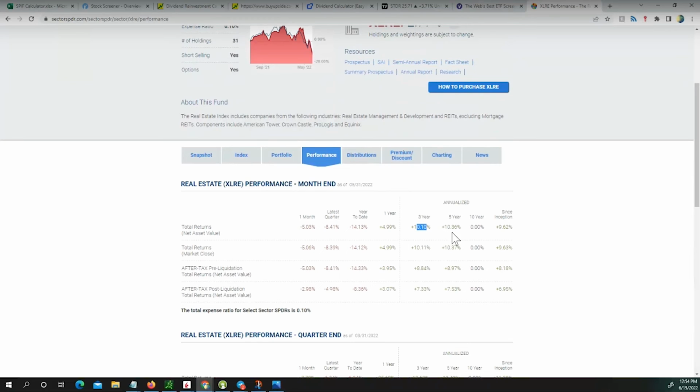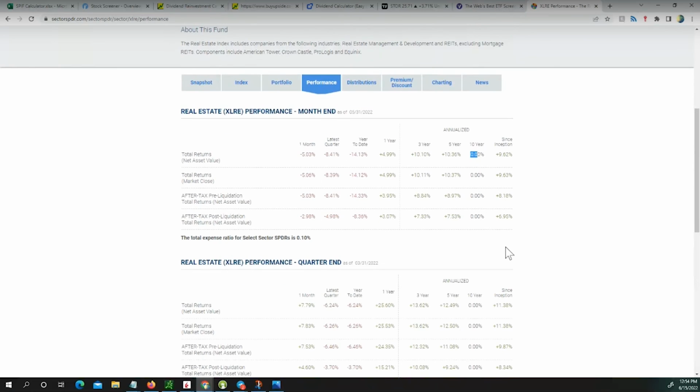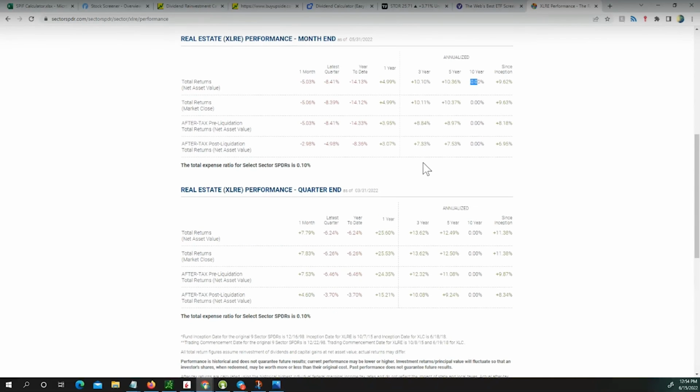In total asset returns in the last 5 years, 10%. 10 years, nothing. I'm assuming they hadn't formed the ETF before then. So far, a 10% rate ETF. This is the S&P 500 ETF. So this would be a good investment as such.